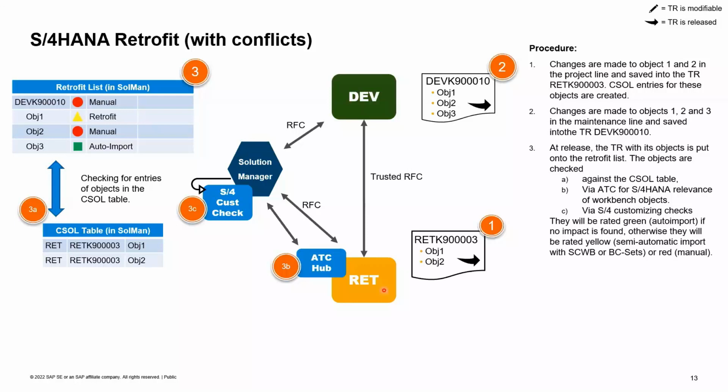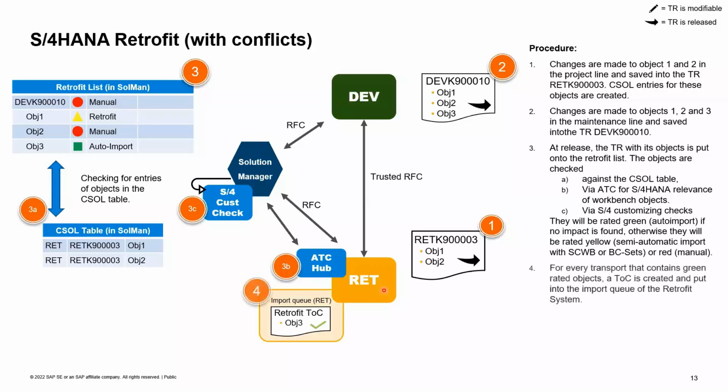Green means there is no conflict, which could be set as auto retrofit. Or on the other side, there is the yellow one, which is a semi-automated part. So we can use the BC sets, or we can use the SCWB workbench to sync and to merge the things together. Or if it's not possible, not enabled via this kind of mechanism, we have to do it manually.